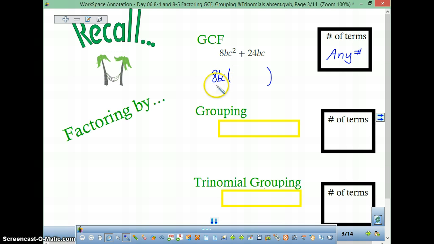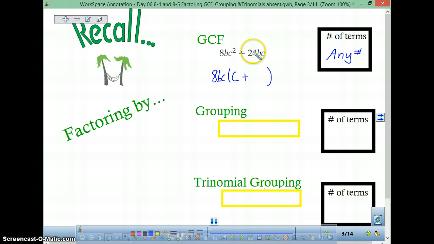Better. Okay. Once you have the greatest common factor, you need to ask yourself, what do I need to multiply my greatest common factor by in order to get this? This is distributive property in reverse. 8 times what equals 8? Just 1, so I'm going to leave it blank. B times what equals B? Just 1, so I'm going to leave it blank. C times what equals C squared? C times C. We copy the plus sign.